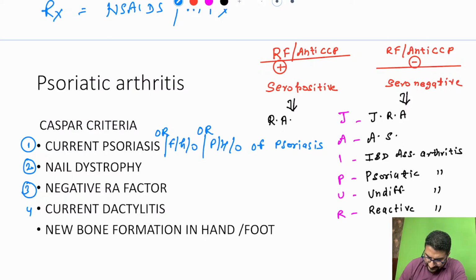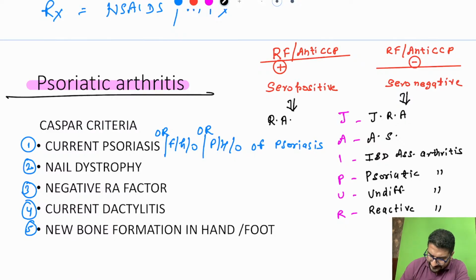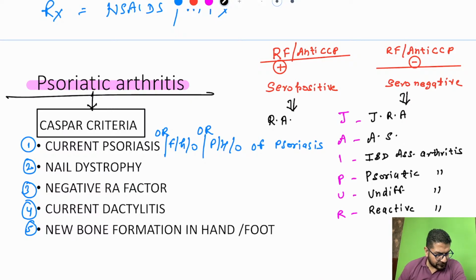Then currently what patient is having? He is having dactylitis. Dactylitis means inflammation of digits, inflammation of fingers, and you can see new bone formation. So ये 5 feature जो मैंने आपके सामने रखे, these 5 symptoms which I have written in front of you, what we call them? We call them Casper criteria. So Casper criteria is used to diagnose psoriatic arthritis.